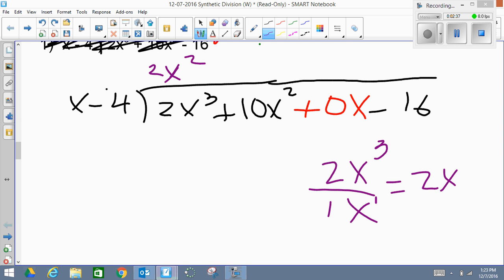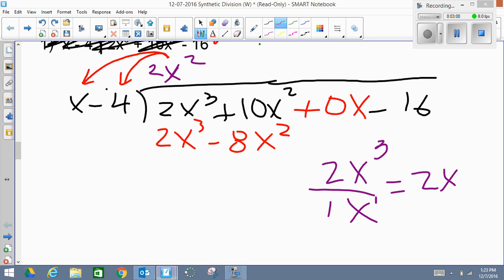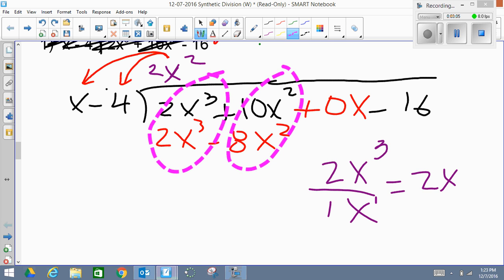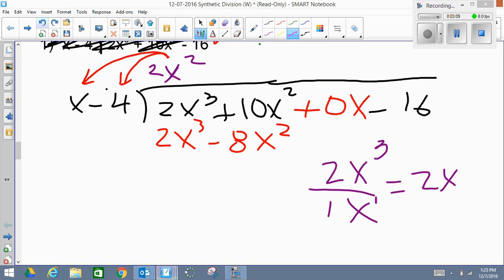Next, second step. Second step is you multiply back. Now you take that 2x squared and you multiply times the x and times the negative 4. One step at a time. So first, 2x squared times x is going to give you 2x cubed. 2x squared times negative 4 is going to give you negative 8x squared. If you notice, I put x cubed under x cubed, x squared under x squared. Make sure you keep that order all the time.